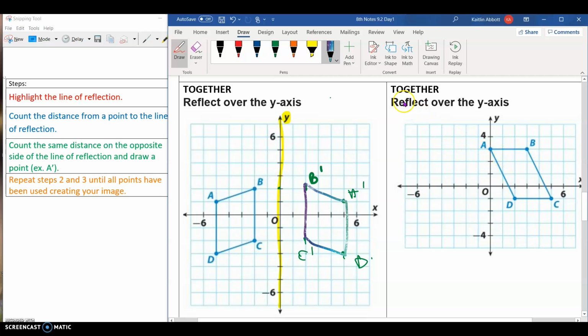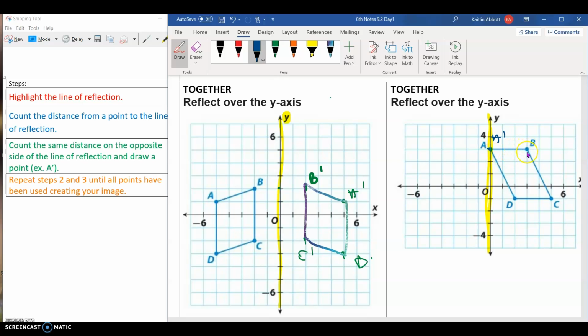All right, last one. Reflect over the y-axis. We got another y-axis, so we are going to highlight the y-axis. All right, this one's a little tricky. How many spaces away from the line is A? If you answered 0, you are correct. So this is also actually going to be A prime.